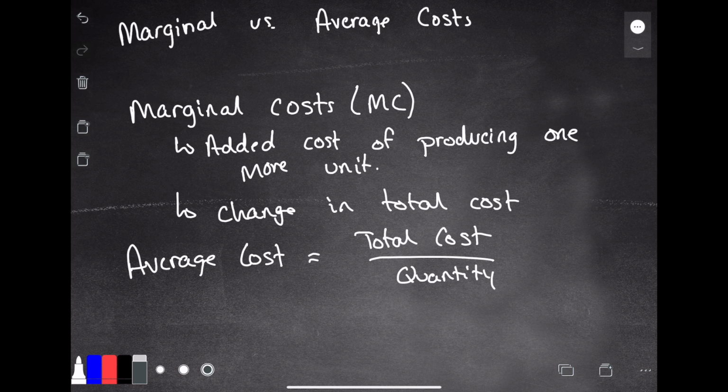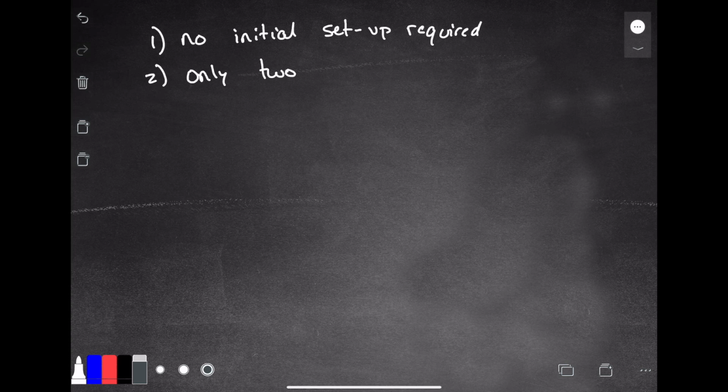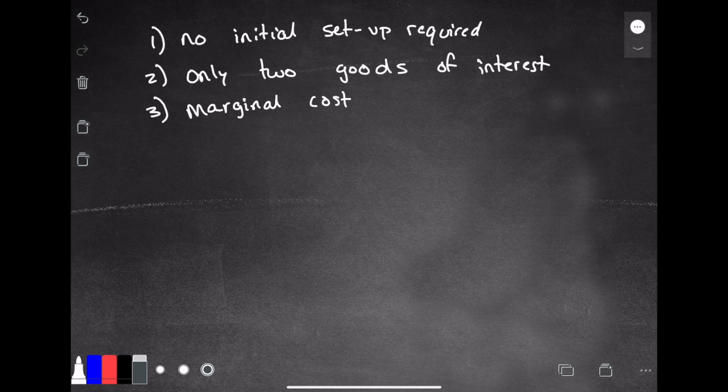Now, in the case of Bill and Susan, we're making three very powerful simplifying assumptions that we will change as we progress through here. Okay, so we're going to assume that there is no initial setup required. We're also going to assume that there are only two goods of interest, in this case, cake and jam. And then we're also going to assume that the marginal cost is constant, and therefore equal to average cost.